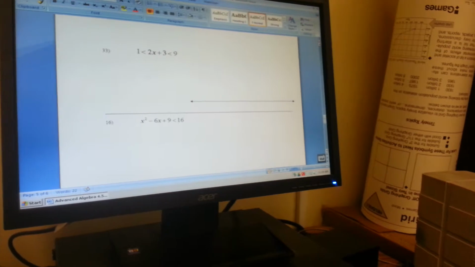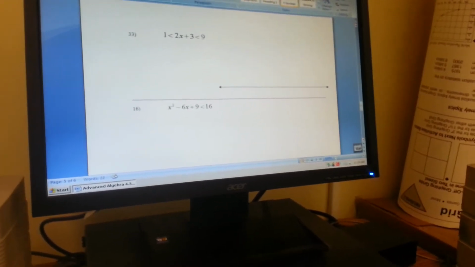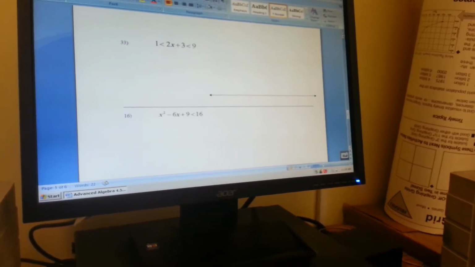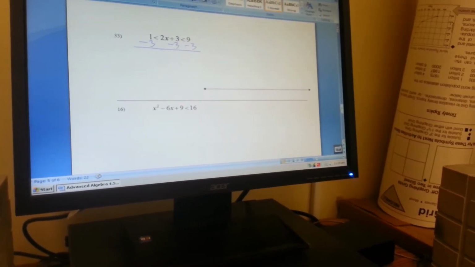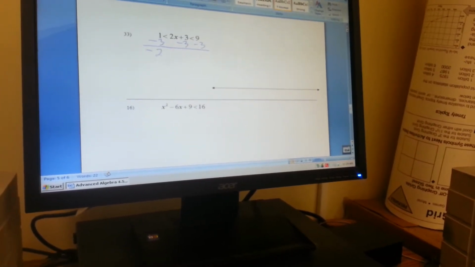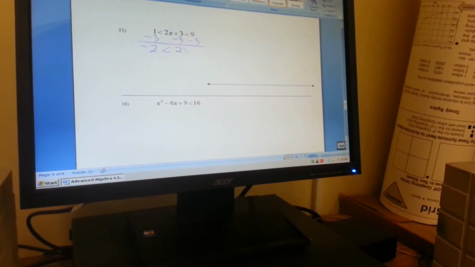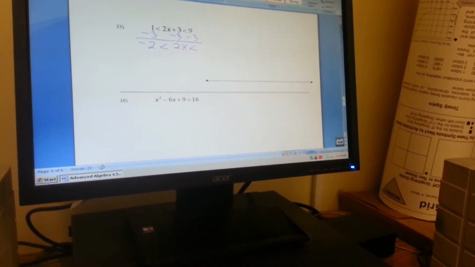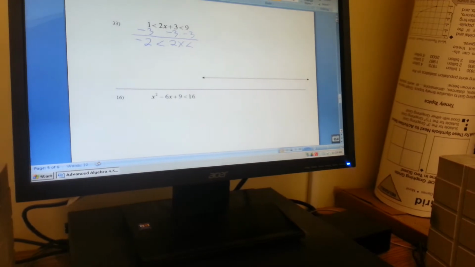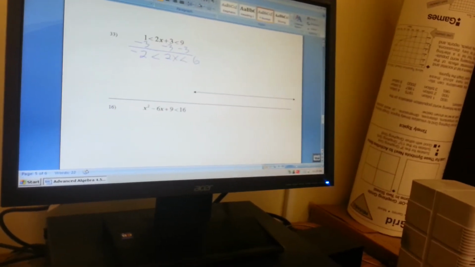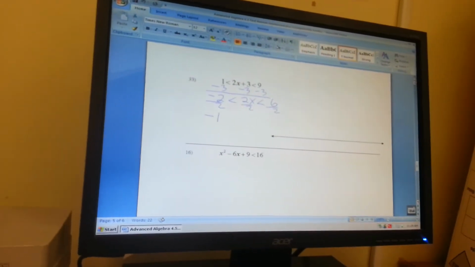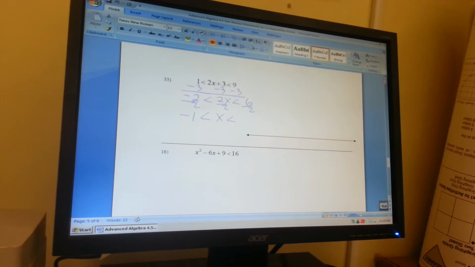Double inequality here. How can I do it all at once without separating? Subtract 3 from all sides. I've got a left side, middle side, right side. What do I got? -2 less than 2x, also less than 6. Subtracting. Next step? Divide all of them by 2, by 2, by 2. Everybody stay involved. -1 less than x less than 3.